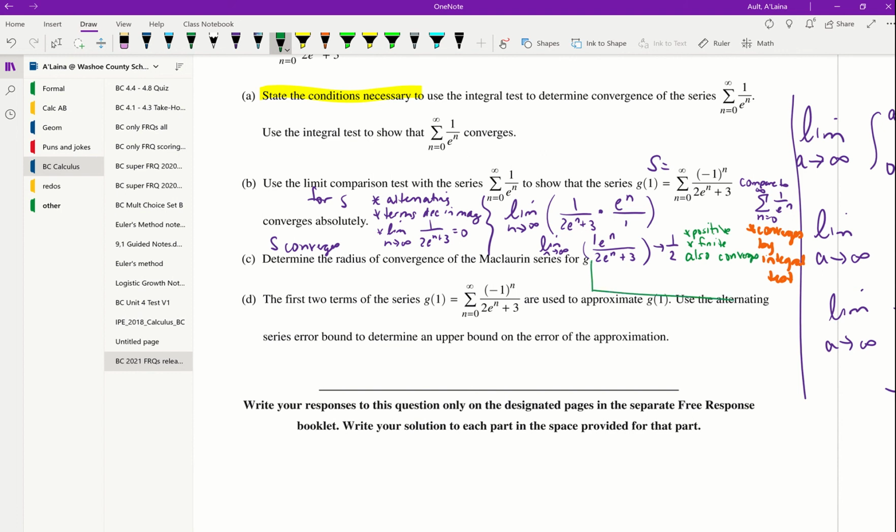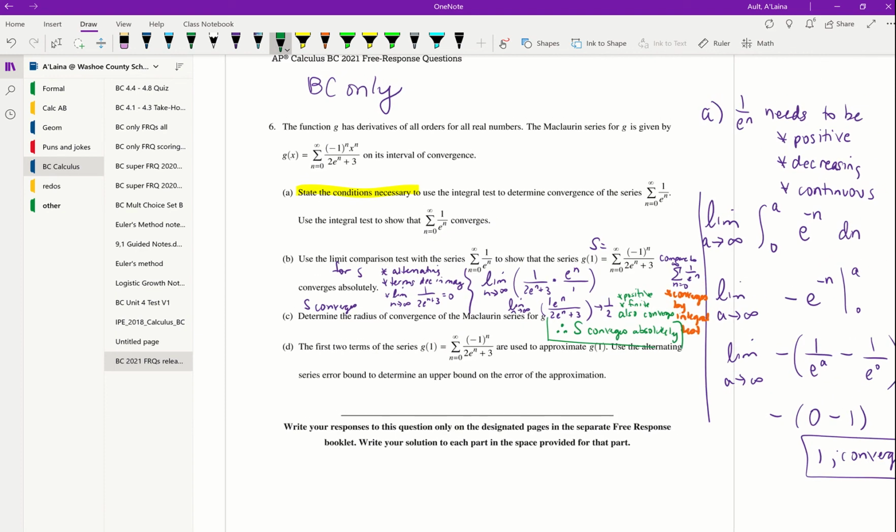So my final conclusion is S converges absolutely, or is absolutely convergent, however you want to phrase that. There's my final answer. All right, now I want to determine the radius of convergence. Well, we determine the radius of convergence for this by using the ratio test. So I'm going to use the ratio test here for this one.